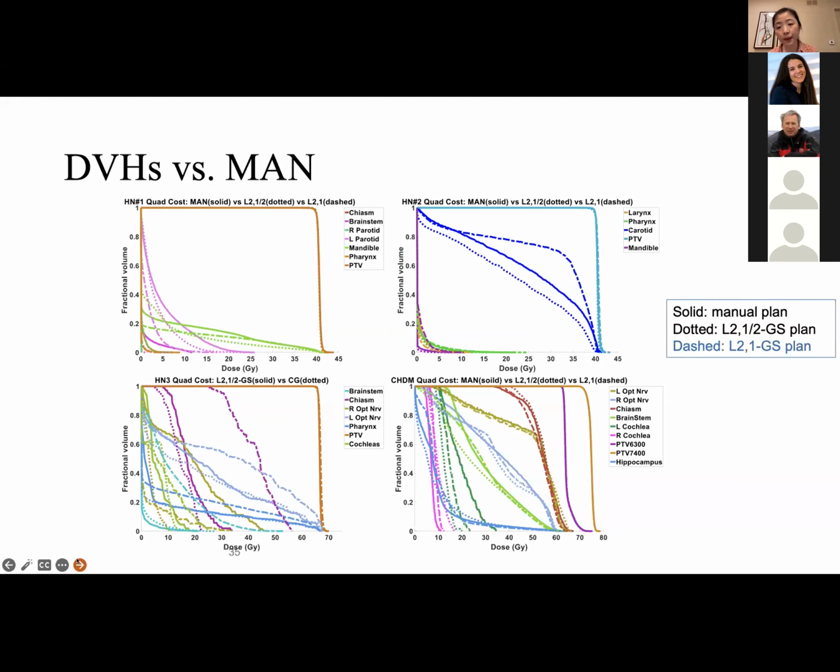And if we compare with our L2,1 norm group sparsity, we do find some issues because of the norm term, in that the OAR sparing is not well guaranteed. For example, the left parotid dose and the left cochlea dose are reduced compared with the manually selected beams, but the chiasm dose and the carotid dose get higher on the other side.